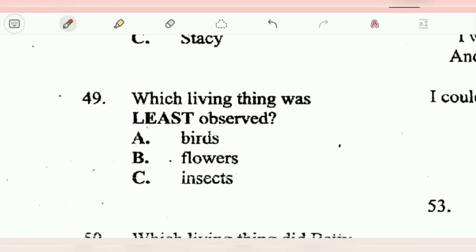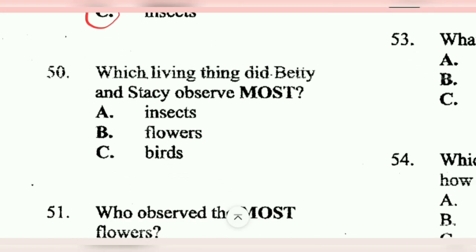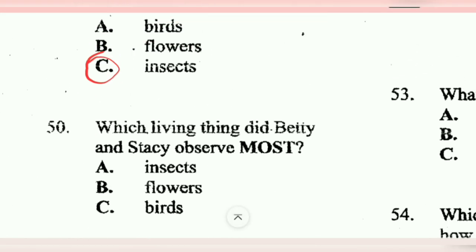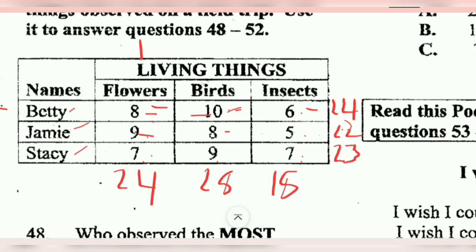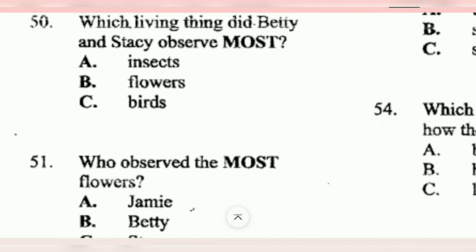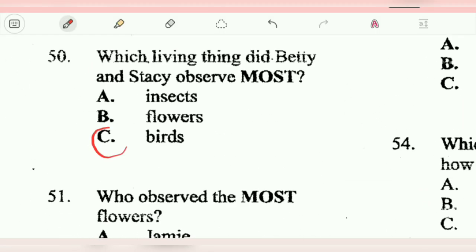Which living thing was the least observed? And that's insects. Alright. Which living thing did Betty and Stacy observe most? Betty and Stacy. So both of them observed birds most. If you look at Betty, bird is her highest. Stacy, bird is also her highest. So both of them observed birds the most.